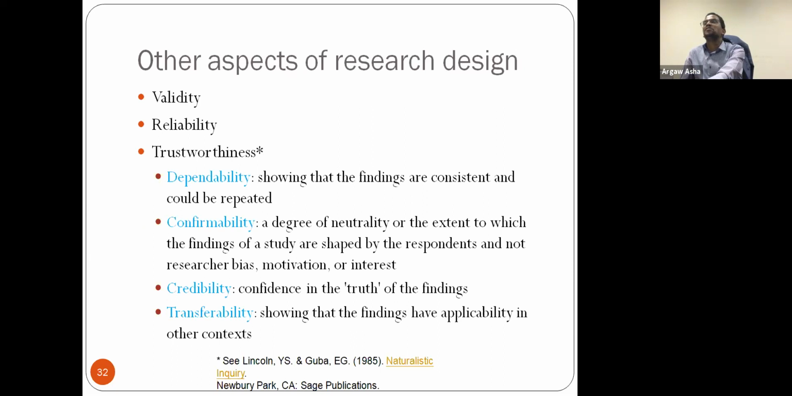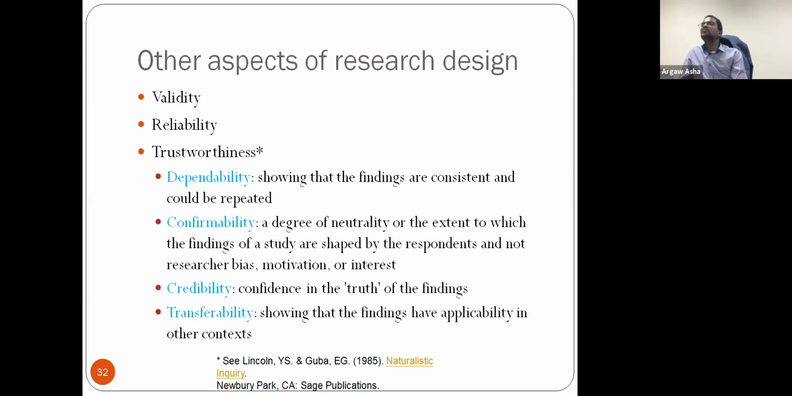Whenever any operation is invalid, the validity depends upon your data, and you can compare your data with scientific or previously published data. Then dependability, showing that the findings are consistent and could be repeated. Confirmability, the degree or extent to which the findings are shaped by the respondents.